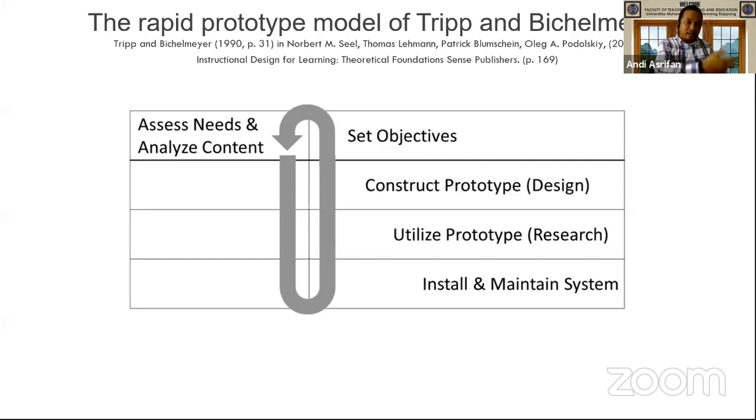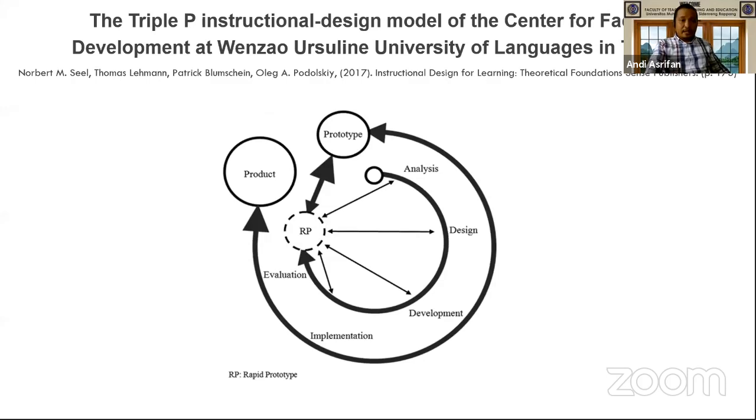And then the rapid prototype model of Tripp and Bichelmeyer, where firstly we assess needs and analyze the content, and then set the objectives, design the research, and then install and maintain the system. And then the triple P instructional design model of the Center for Faculty Development at Wenzao Ursuline University of Languages in Taiwan, where the prototype has analyze, design, development, implementation, and evaluation. And then after that we test on a small sample, and then we test on a bigger scope before implementing the product.